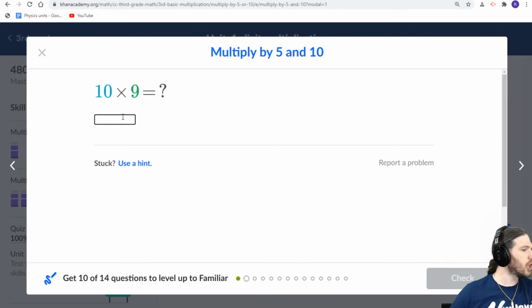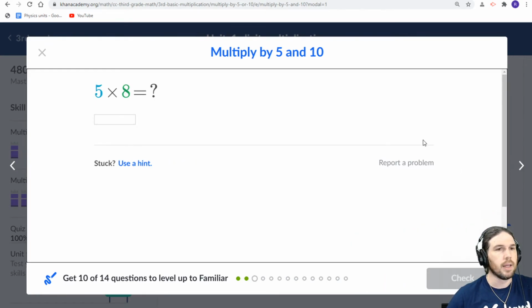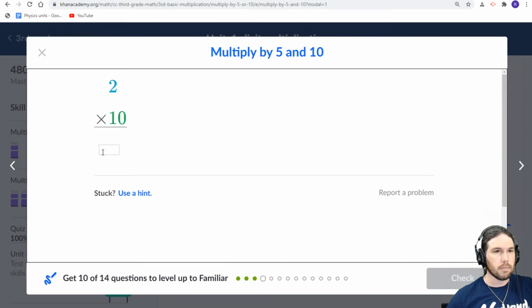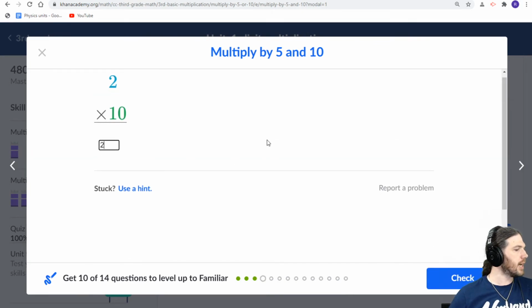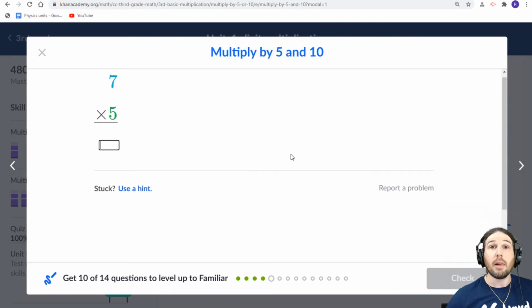10 times 9, just add a 0. I need to come up with a jingle for just add a 0. One moment. 5 times 8 is 40. 2 times 10, just add a 0. 7 times 5, again, 7 times 10 is 70. Half of 70 is 35.